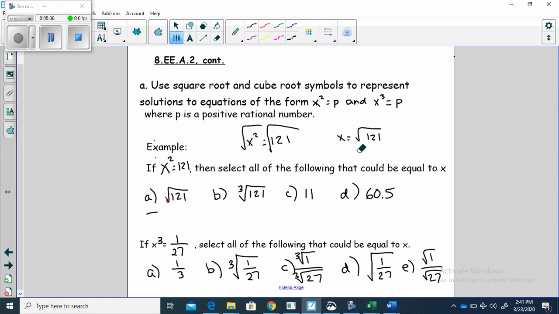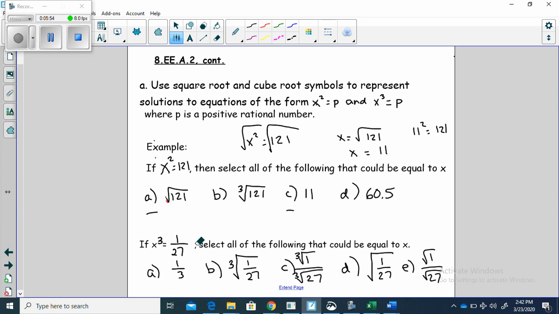Can I take this any further? The square root of 121, the positive square root of 121, would be 11. Why? Because 11 squared is equal to 121. So your answers are A and C.